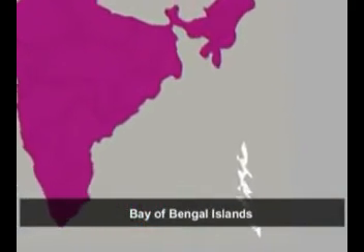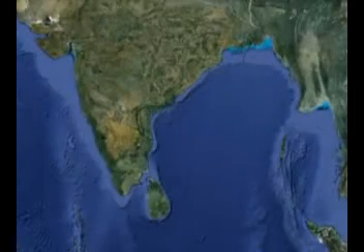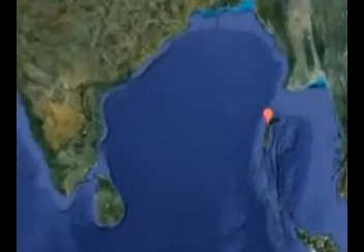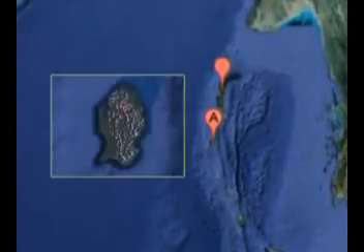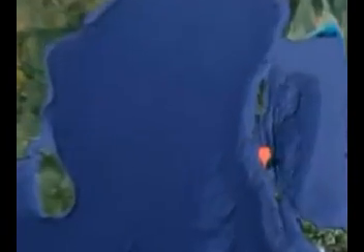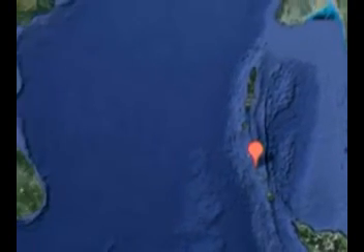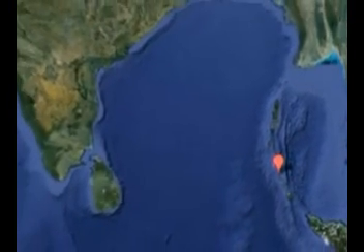Then secondly, Bay of Bengal Island. The North Andaman Islands are physically characterized by a central range and a number of narrow valleys. The Little Andaman is almost flat and the Nicobars, forming the summit of the submarine mountain range, are hilly in character.